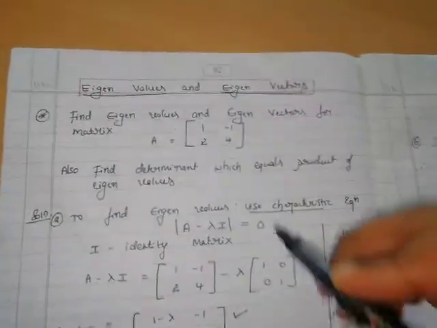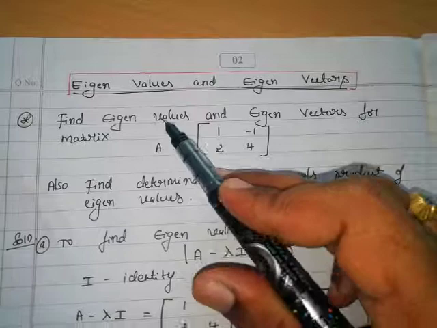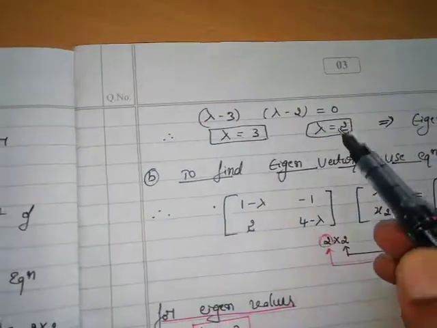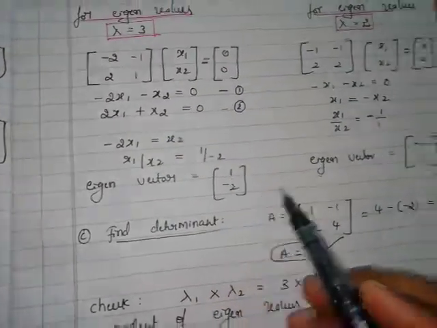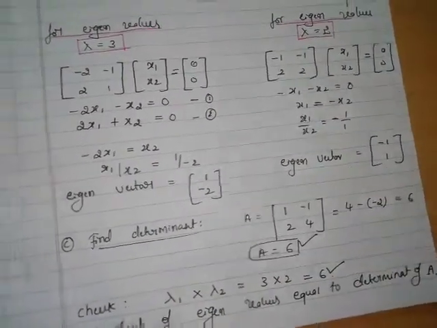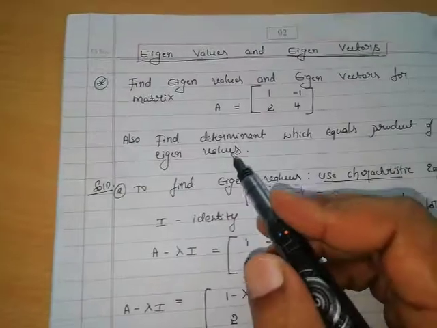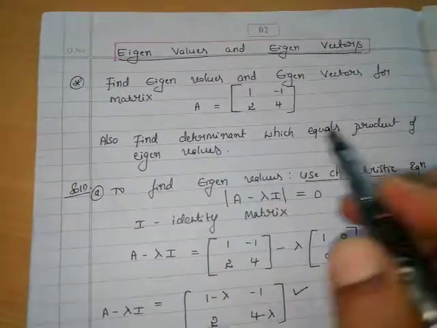So this is how we solved one simple problem, in which we found the eigenvalues, which are nothing but 3 and 2, the eigenvectors, which are nothing but 1 and minus 2, minus 1 and 1, and lastly we found the determinant which equals the product of eigenvalues. So this is what the problem is all about.